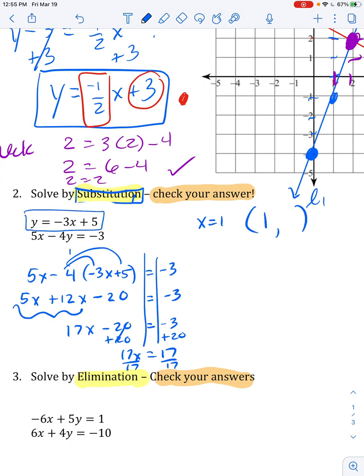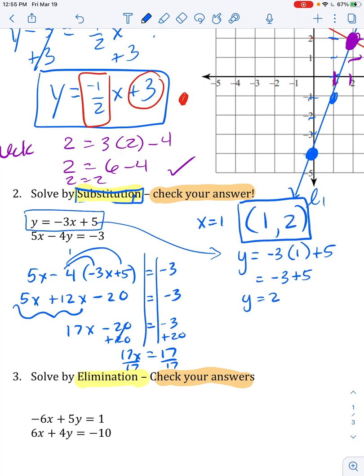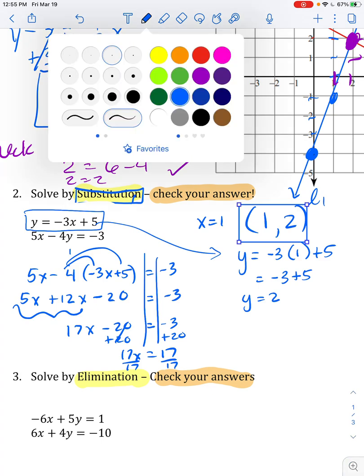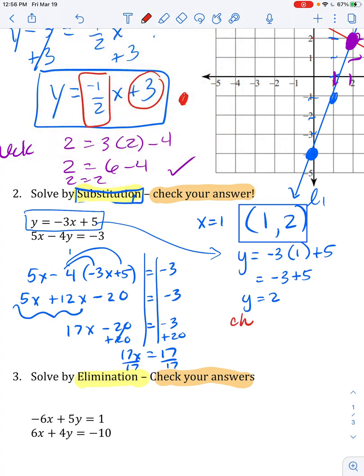The top equation will be easier because it says y will equal -3 times whatever you got for x plus 5. So that's -3 plus 5. So in the end, y is 2. So I think this is my solution, but part of what we're practicing is checking that.